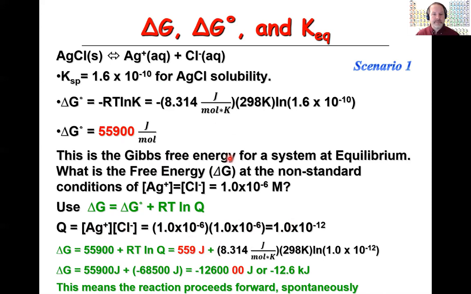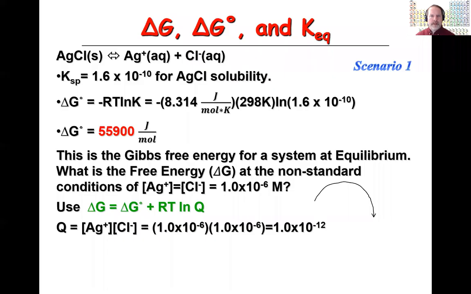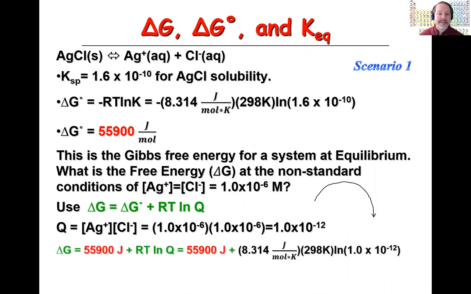So it looks like we need to fix some of our equations here. All right, I'm going to hope that we've got this working now. Got our numbers back in here. So we're trying to calculate Q under non-standard conditions. By plugging in my two concentrations, I get my Q, 1.0 times 10 to the minus 12. This gets plugged into the non-standard equation. Now I got it, and our numbers are lining up.